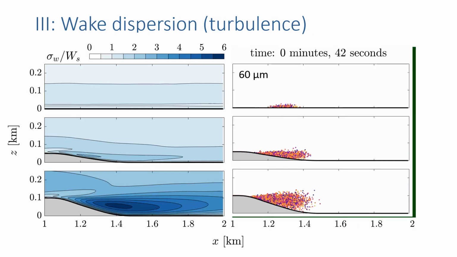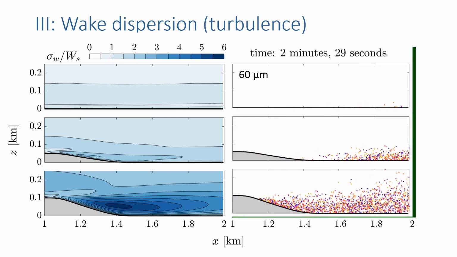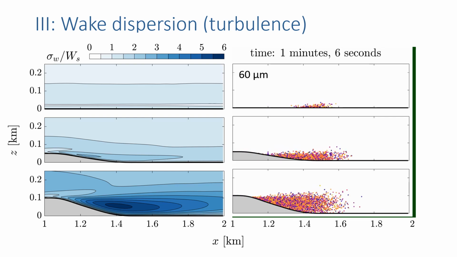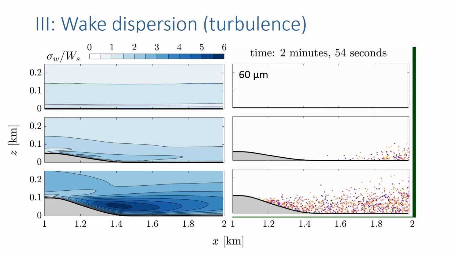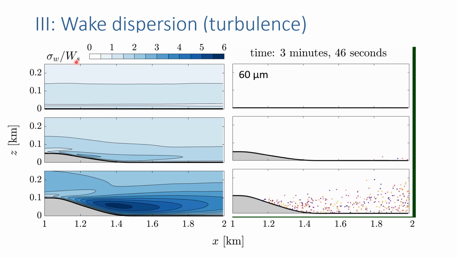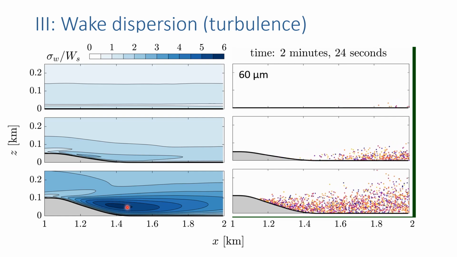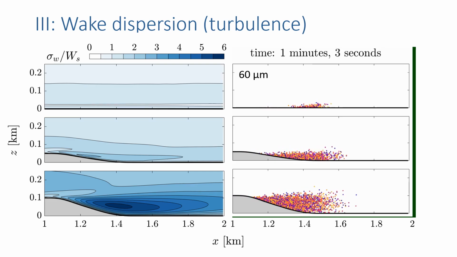Once the dust is in the wake, it reaches a wider range of positions due to the third mechanism, dispersion due to turbulence. And the strength of this turbulence can be represented using the standard deviation of the vertical velocity fluctuations, which is the color plot on the left here. Again, the magnitude is relative to the terminal settling of the 60 micrometer particle, and this magnitude is large compared to the terminal settling, indicating that these fluctuations are sufficiently strong to be lifting the almost giant dust particles.